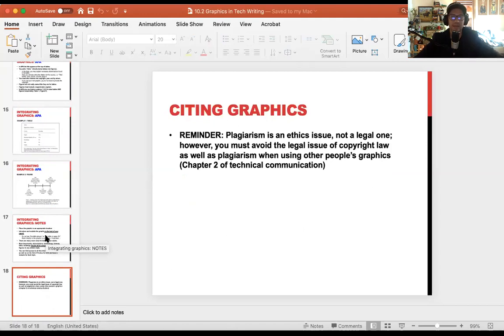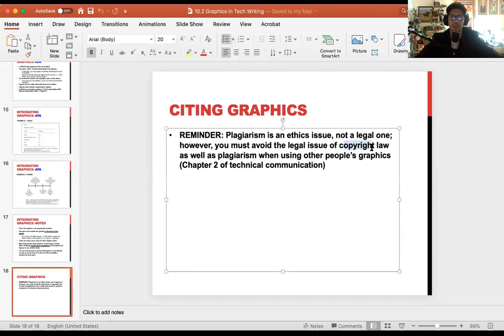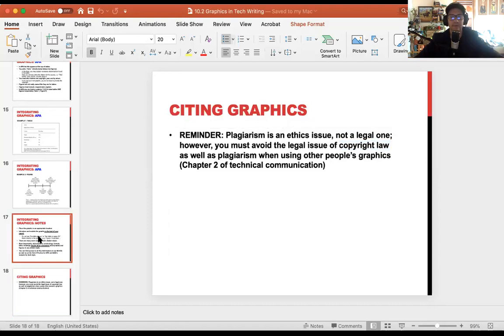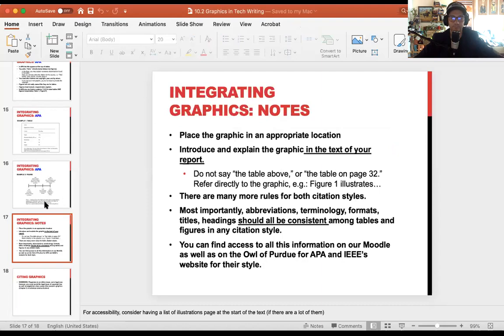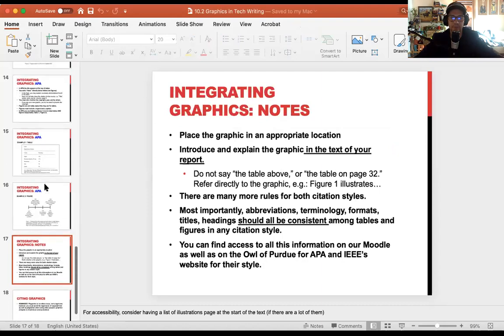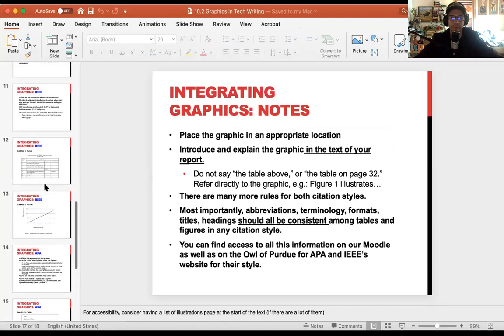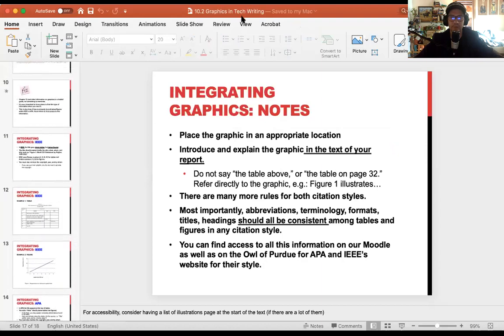Okay. If you're bringing in a figure or a table from a different source, you need to make sure to cite it, okay, to avoid copyright law as well. Well, copyright law is actually not the same thing as plagiarism. It's a legal issue, but in order to avoid plagiarism as well as copyright law, make sure you're citing, okay? So we're not going to go into specifics there, but we will look at our example text here.